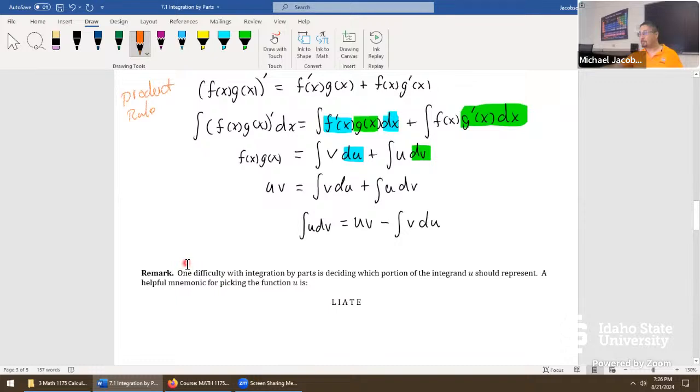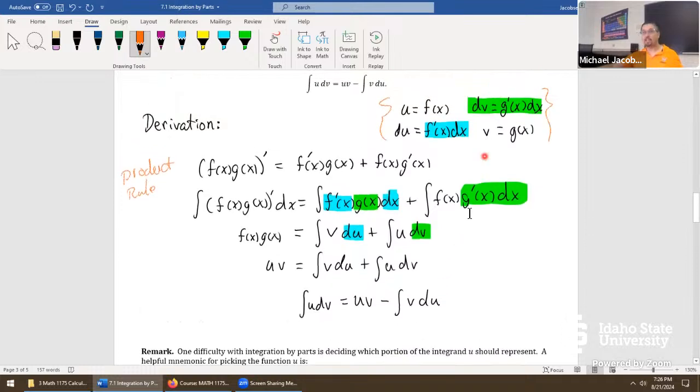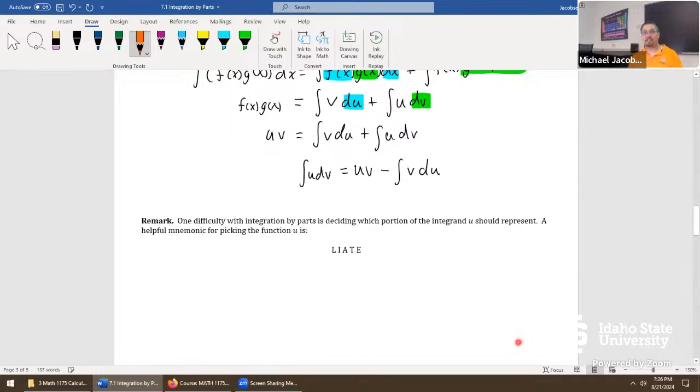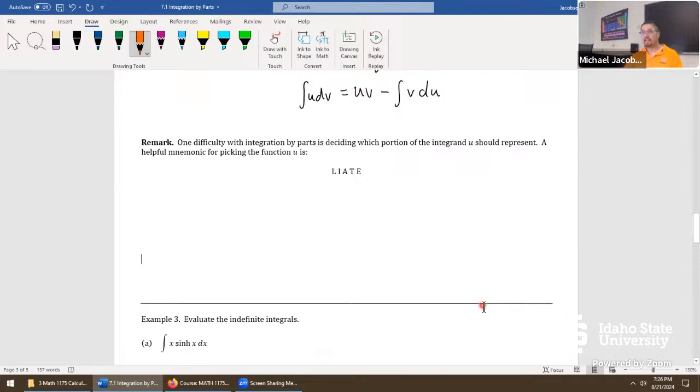So like we were mentioning, one difficulty is deciding what u should represent. Once you decide u, the rest is not as bad, getting dv. This is the mnemonic that works pretty much for any problem that I would assign in this class, certainly on exam problems. It's not something that's going to 100% work every time, but it's a great starting point. So what LIATE, or however it's really meant to be pronounced, is referring to is this.